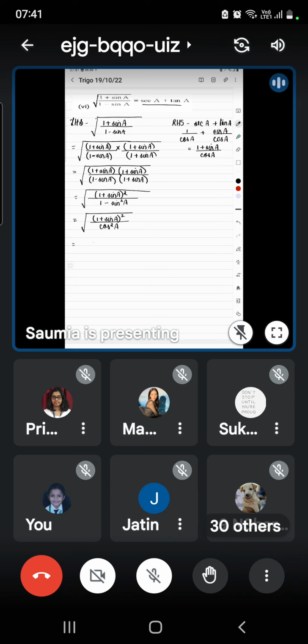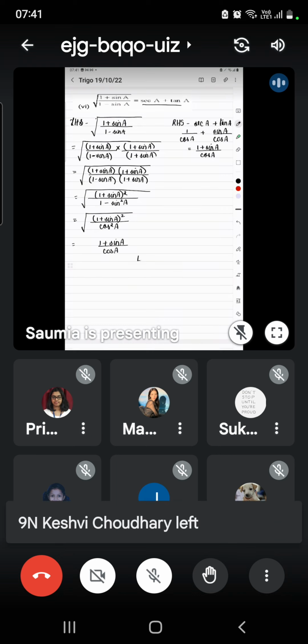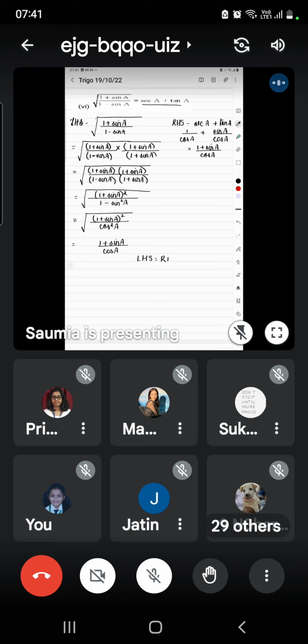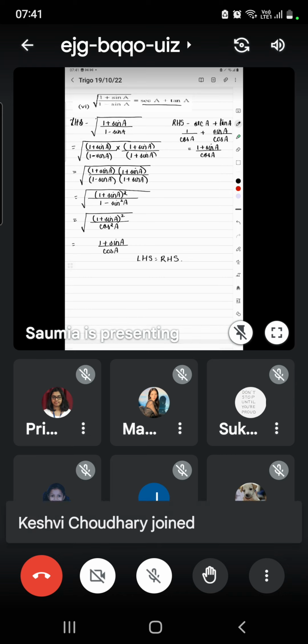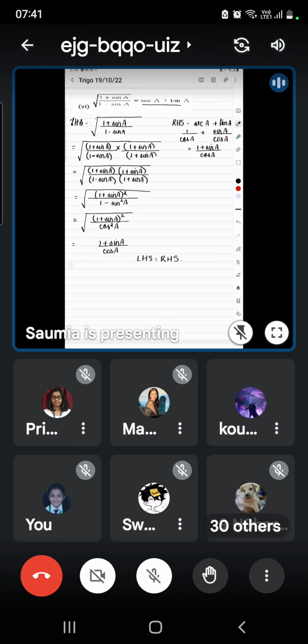Now they are all inside the root. So when I take the square root, what will I get? 1 plus sin A upon cos A, correct? When the square root goes off. Now can I say LHS is equal to RHS? You all are sleeping? Is it clear to everyone? Yes, ma'am. Okay. Write it down step by step.